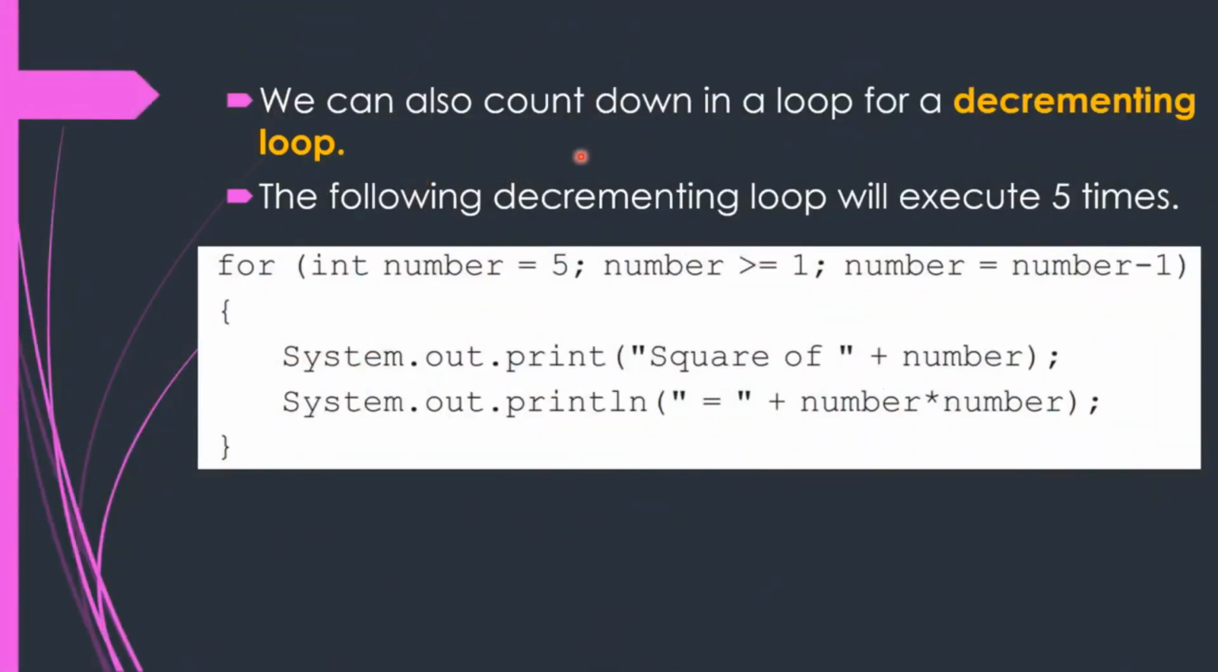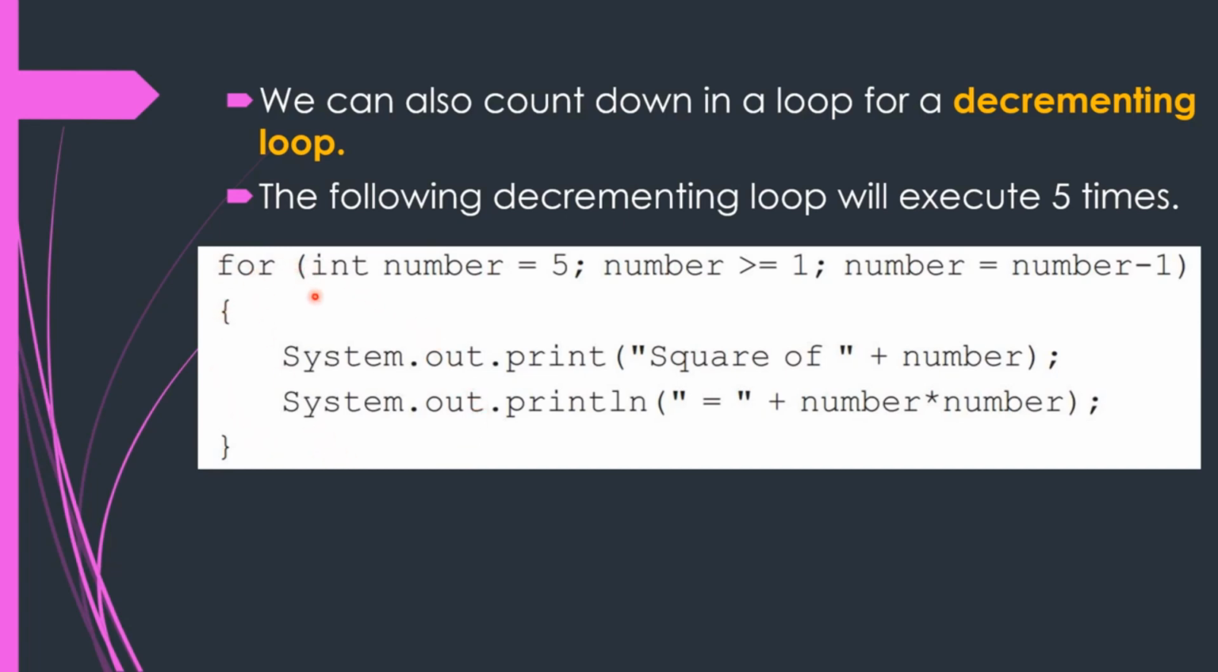Now, we may also want a decrementing loop, means we may also want to count down in a loop. So for this purpose, we use the decrementing loop. We have used an example here. The above statements like the package statement and public class statement are the same for these loops, so we are not displaying them. We are just seeing the main coding that we need to understand.